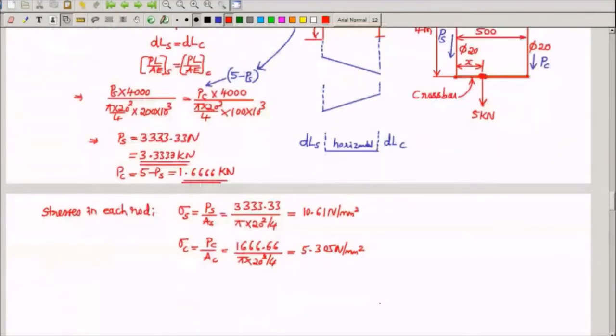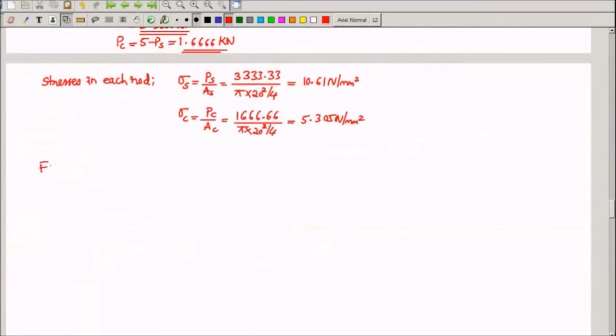See, to find out X, we will write the free body diagram FBD of the crossbar. So this is the crossbar. This is the applied load of 5 kilonewton. And this is at a distance of X here. And this total distance is 500. PS is calculated.